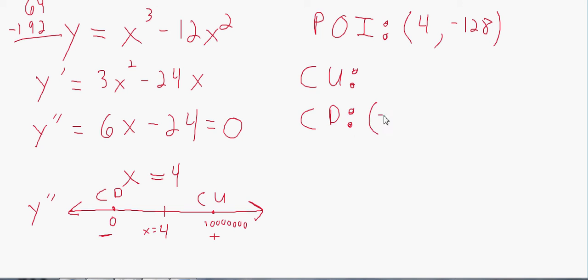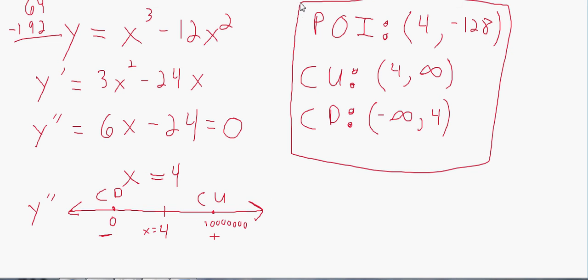So it's concave down from negative infinity, because this arrow goes back forever, all the way up until 4. And we don't include 4 because it's not concave down at 4. It's changing concavity there. And we write the concave up interval as 4 to infinity. That's this whole number line part here, 4 to infinity. There you go. That's what the second derivative tells us.